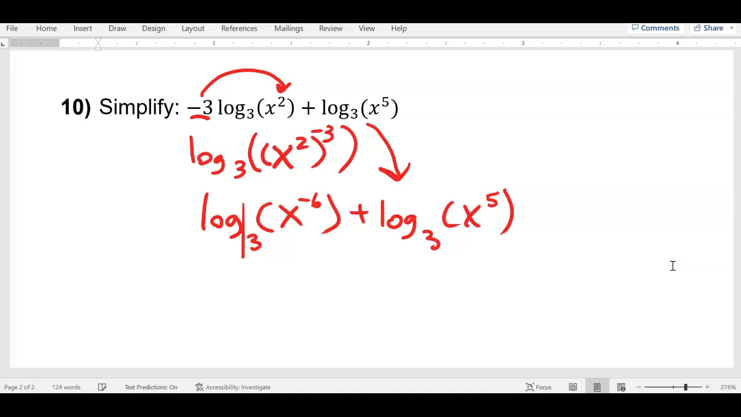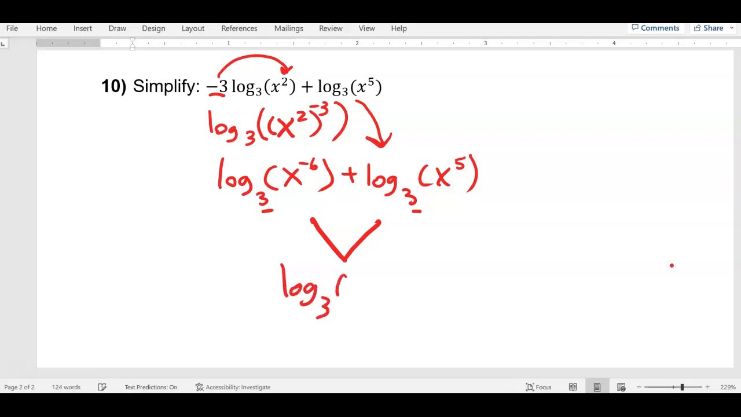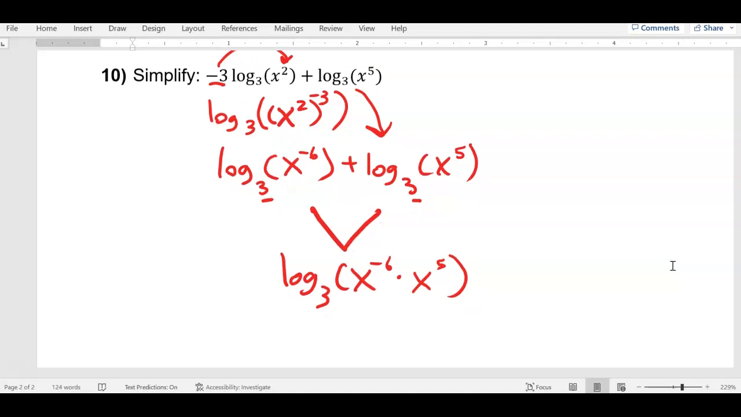Now, we have the same base here and here. So that means we're going to combine them into one log that's being multiplied. So log base 3 of x to the -6 times x to the 5th. Okay. Now, when you multiply the same base, you add those powers.